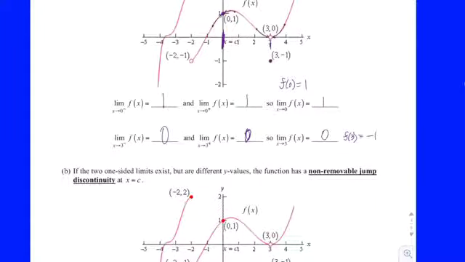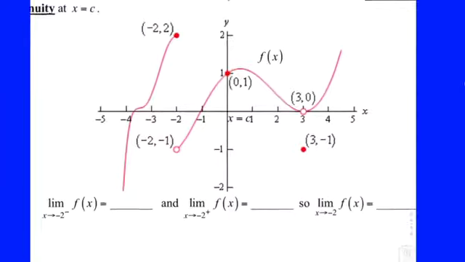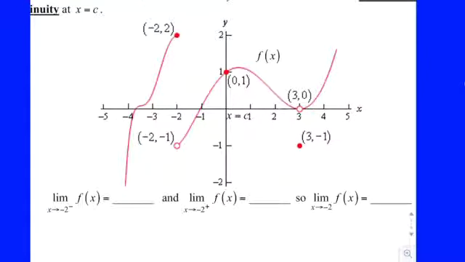Okay, so now let's look at the next one that we've been talking about, the non-removable jump. Go ahead and look at the same function, but now evaluate it at negative 2.